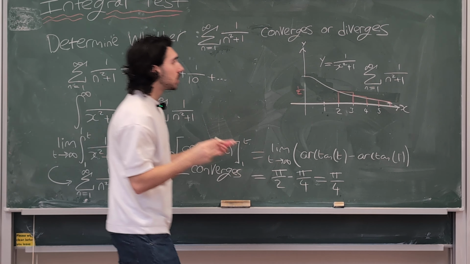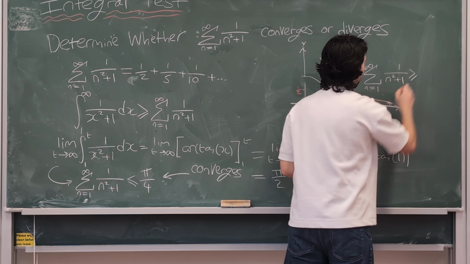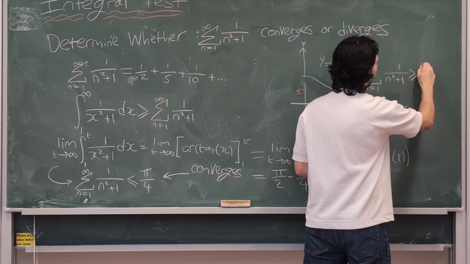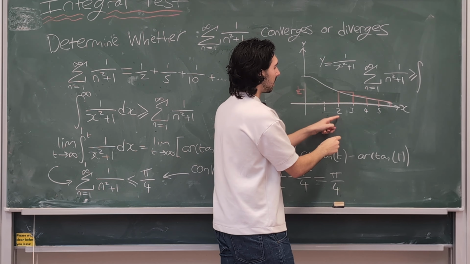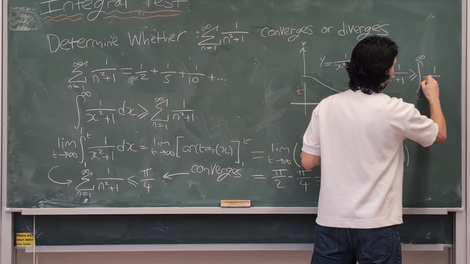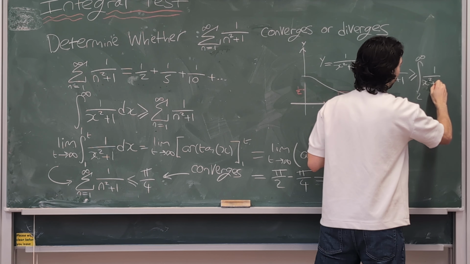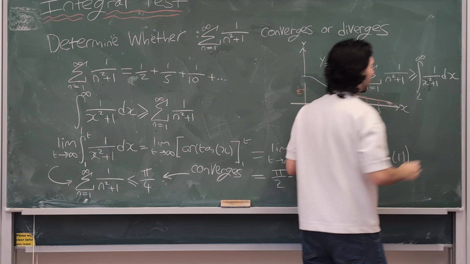But now, do you see that we're saying that this is bigger than or equal to the integral from 2 to infinity of 1 over x squared plus 1. So we're just doing it the other way around, okay?